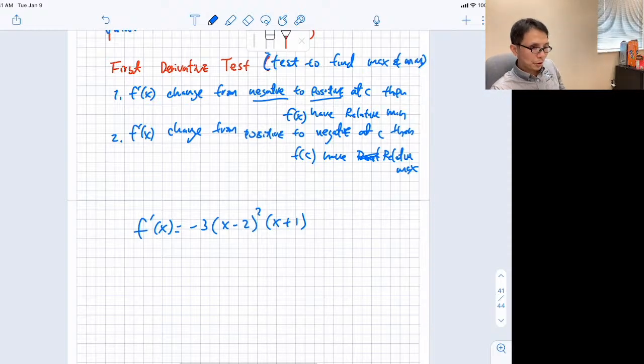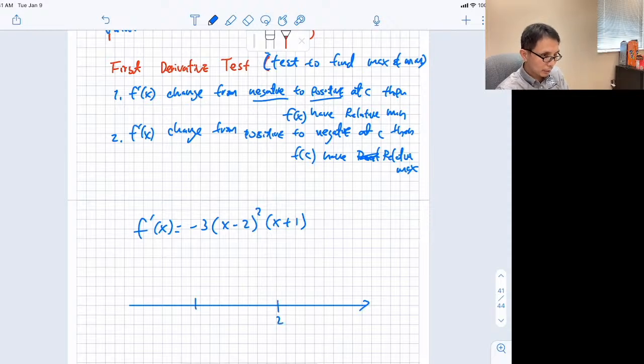So I have this. Where is the maximum and where is the minimum, if they have any? Pay attention to how the question's worded. And how do you do a number line test? I already gave you a derivative. All you have to do is a number line test. It's at 2 and -1. Good. So those are the points you're going to test.